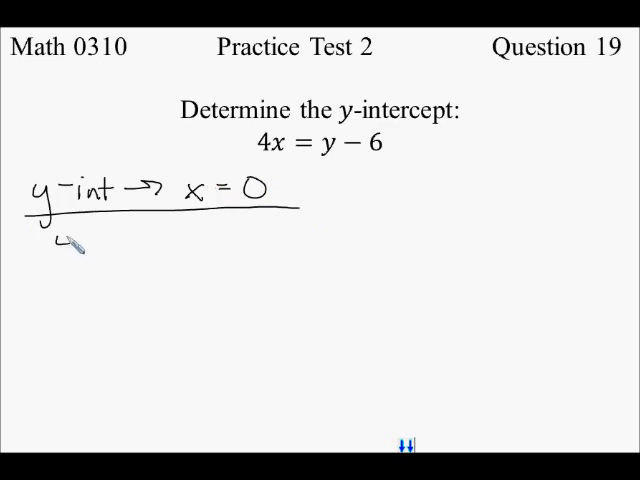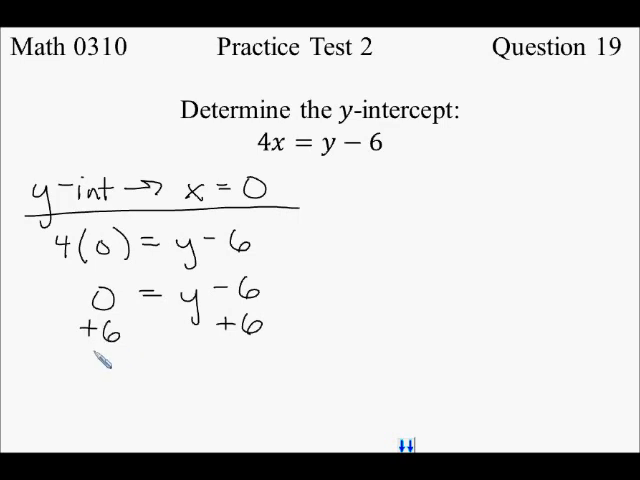So if we do that, we would have 4 times 0 equals y minus 6. So 4 times 0 is going to give us 0 equals y minus 6. To solve for y, we just need to get rid of the subtract 6 on the right side. The opposite of that would be add 6, which we do to both sides. 0 plus 6 gives us 6 equals y. And so for our y-intercept, we had x equals 0 and y equals 6. So (0, 6) is our y-intercept. Answer choice E.